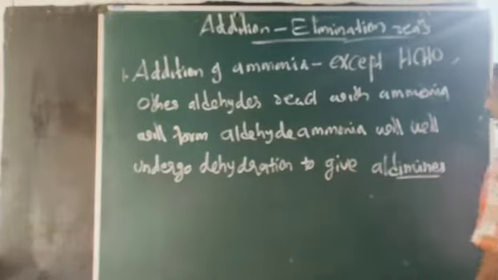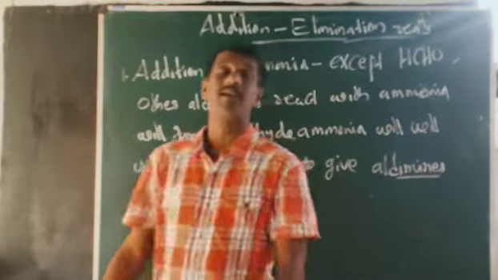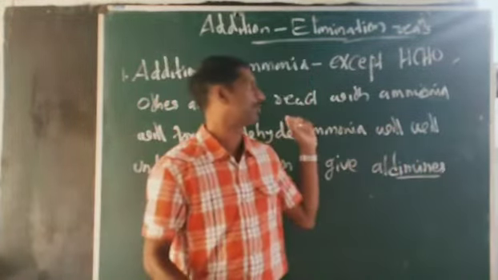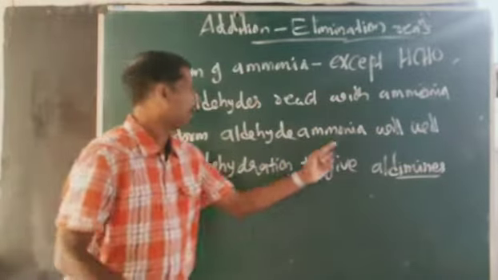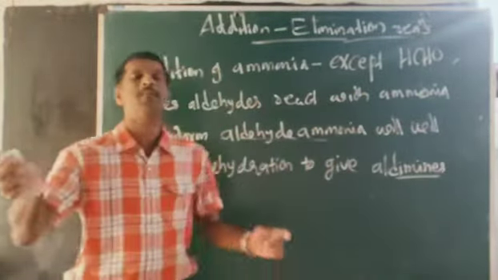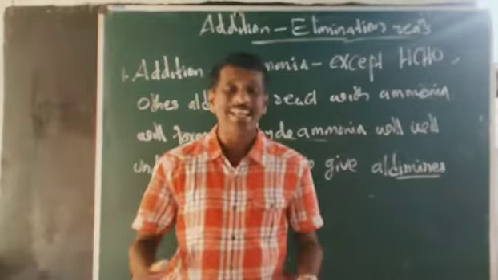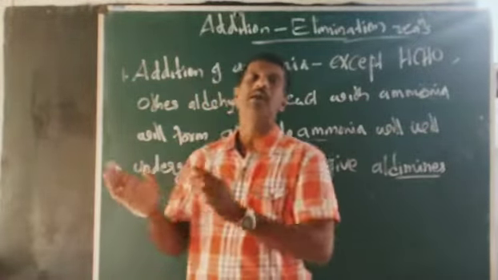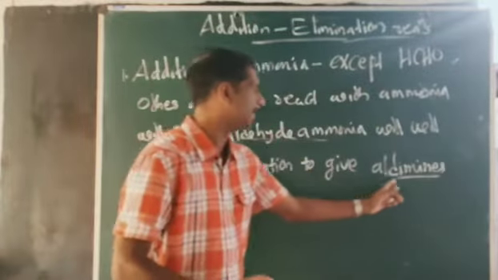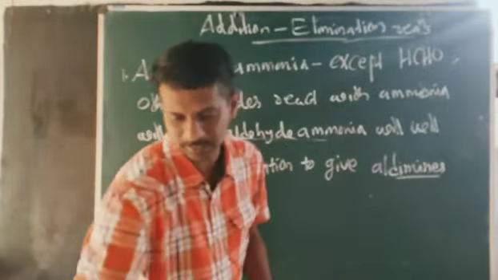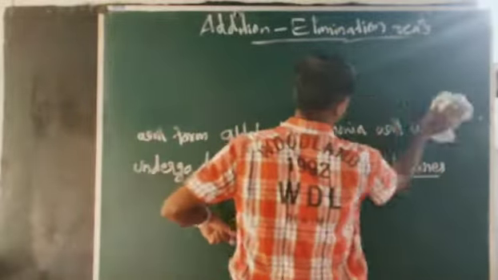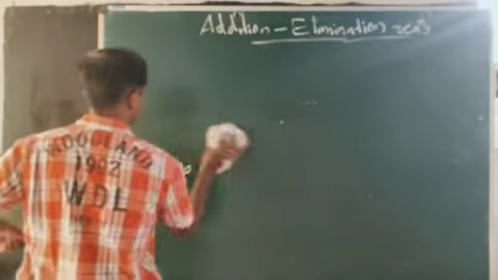So what is that? Addition of ammonia: except formaldehyde, other aldehydes will react with ammonia. First one will form a complex. What is that? That is known as aldehyde ammonia. That aldehyde ammonia will immediately undergo dehydration with elimination of water and will change into aldimines. So let us go through some examples. Let us go through the example for this reaction.